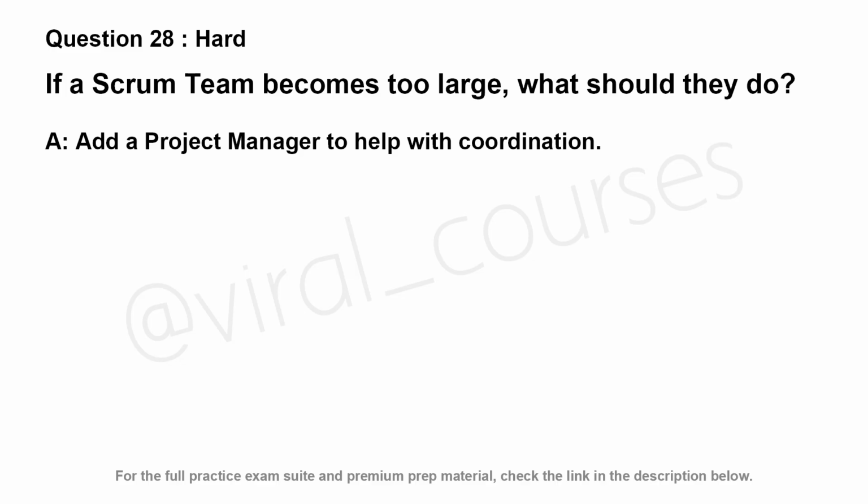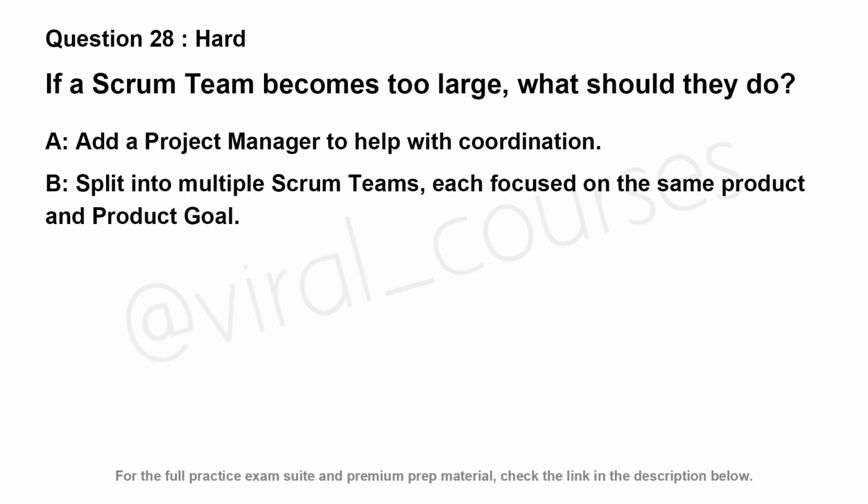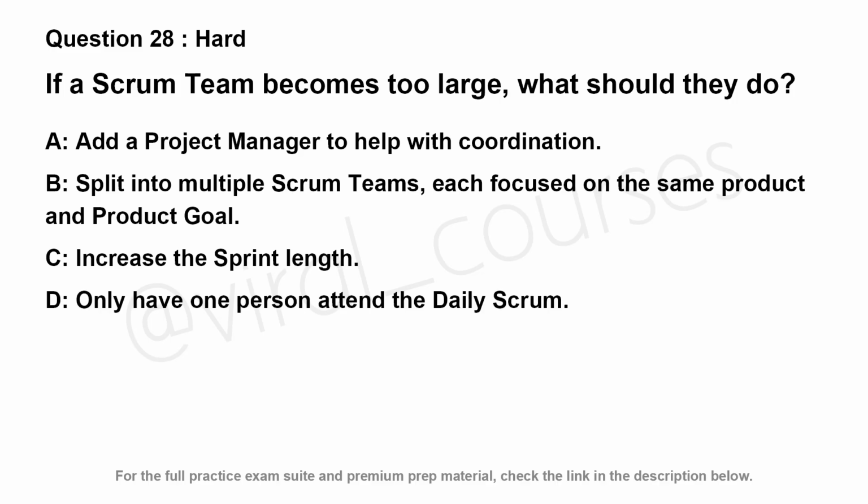If a Scrum team becomes too large, what should they do? Option A, add a project manager to help with coordination. Option B, split into multiple Scrum teams, each focused on the same product and product goal. Option C, increase the sprint length. Option D, only have one person attend the daily Scrum.